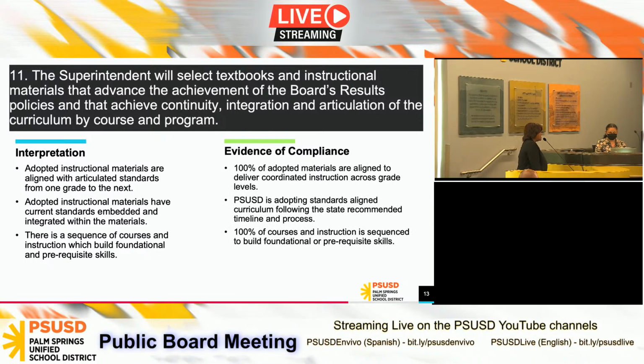Evidence of compliance. 100% of adopted materials are aligned to deliver coordinated instruction across grade levels, and PSUSD is adopting standards-aligned curriculum following the state recommended timeline and process. And 100% of courses and instruction is sequenced to build foundational or prerequisite skills.